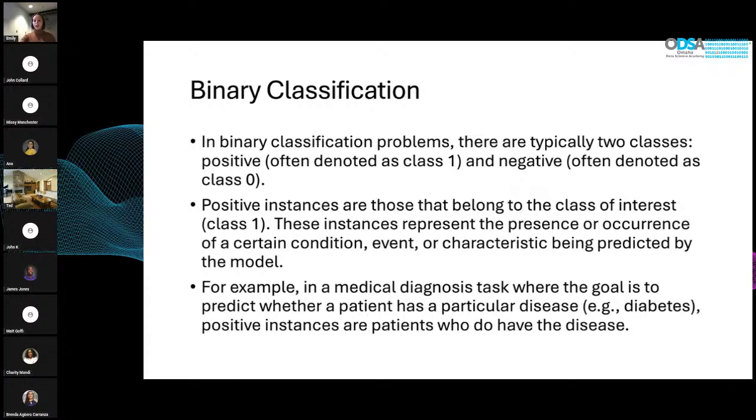A couple of ways that these are used. In binary classification, there are typically 2 classes: a positive class denoted with 1, and a negative class often denoted with 0. Positive ones belong to our area of interest. For example, in a medical diagnosis task where the goal is to predict whether someone has a disease, like breast cancer or diabetes, positive instances are the individuals who have the disease.